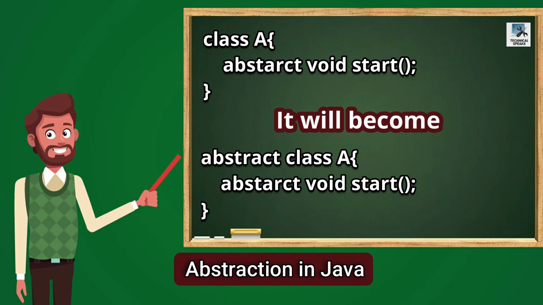Then here we can see the abstract method is present inside the class A. So we must declare the class A as an abstract class. To declare it as an abstract class, we just add the abstract keyword before the class A, and that's it. The class becomes an abstract class.